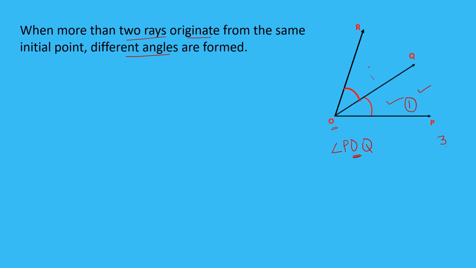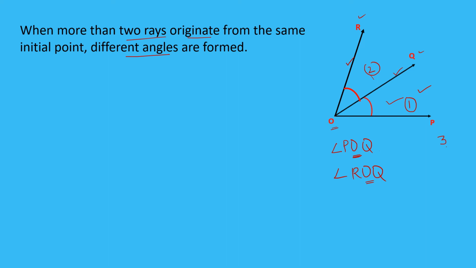Now let's see another angle. This angle is between which two rays? OQ and OR. So when we have to give a name to this angle, what will we write? You can take either ROQ or QOR. So I am writing angle ROQ. Again you can see O is at the middle. So we have written these two angles.